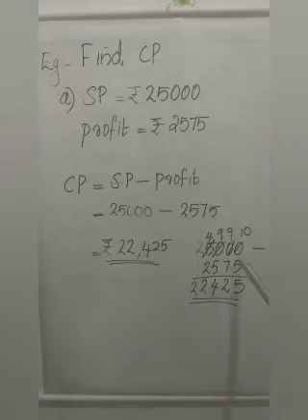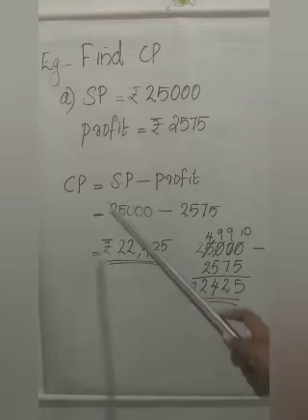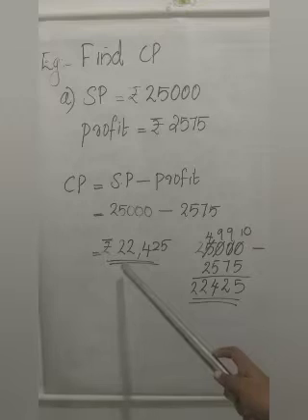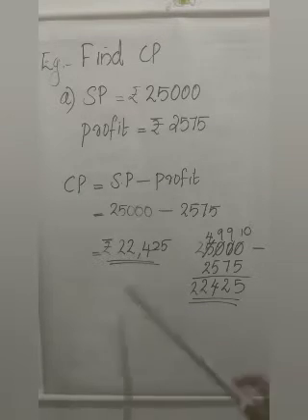2,575. Subtracting. Here since we are having 0, we are borrowing and subtracting. 10 minus 5, 5. 9 minus 7, 2. 9 minus 5, 4. 4 minus 2, 2. So how much is the cost price? Rupees 22,425 is the cost price.